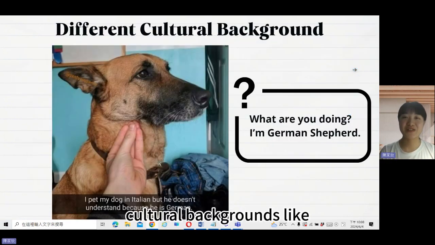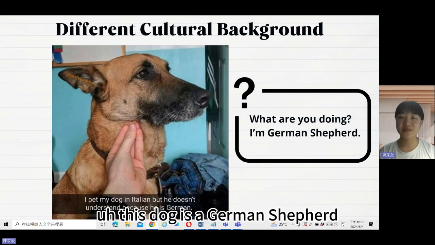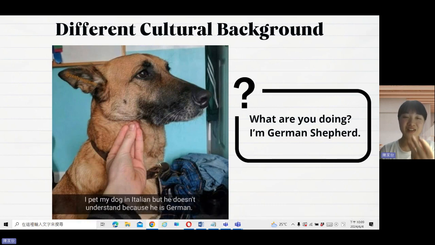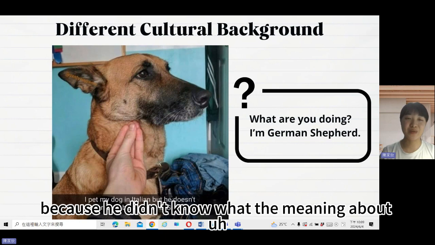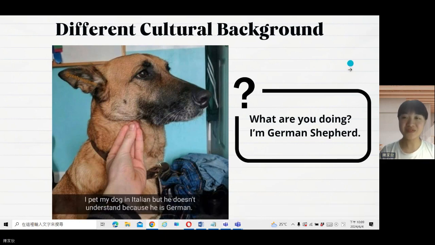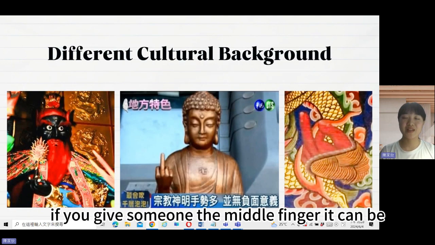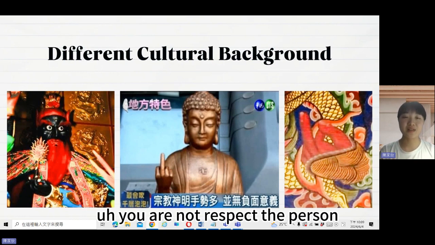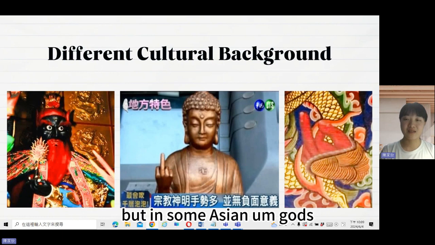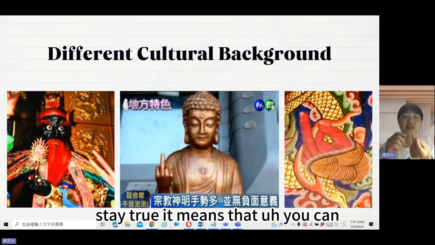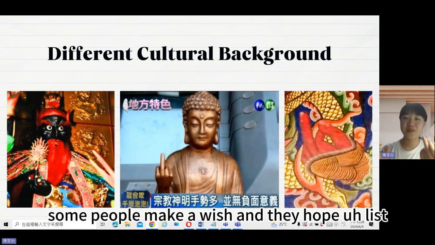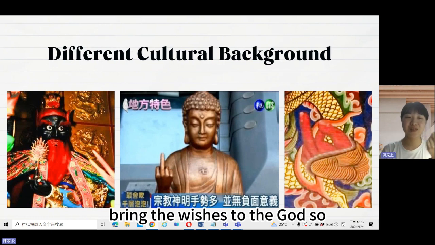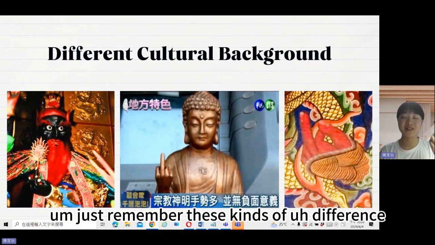And there are different cultural backgrounds, like this dog is a German Shepherd, but the Italian used this gesture to pet the dog. So I think the dog is really confused because he didn't know what's the meaning about the gesture. And here, I think most people will think if you give someone the middle finger, it can be implied you are not respect the person. But in some Asian gods statue, it means that you can use these gestures when some people make a wish and they hope these fingers can bring the wishes to the gods. So just remember this kind of difference.